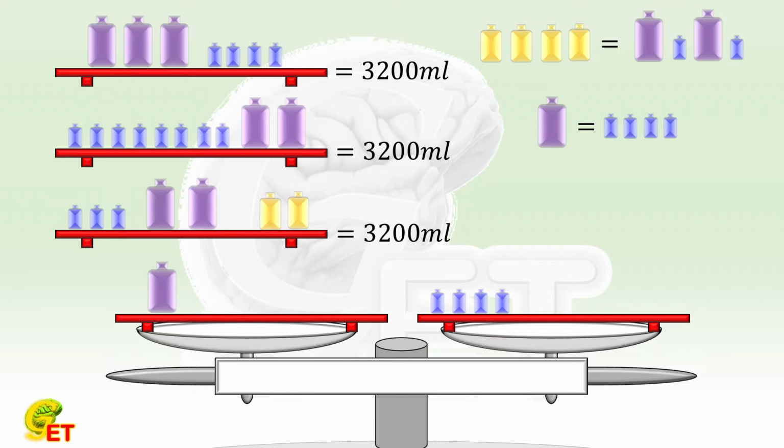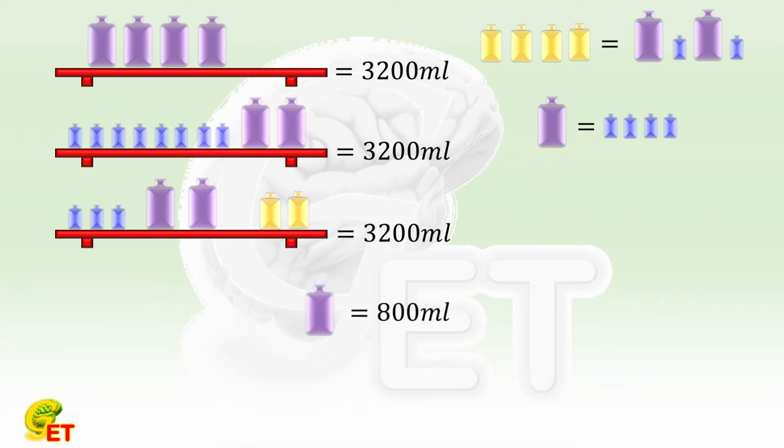Now, we replace the 4 small bottles on the first shelf with a large one. So we get 4 large bottles have 3,200 milliliters of water. Then 1 large bottle has 800 milliliters of water. It is equivalent to 4 small bottles, so 1 small bottle has 200 milliliters of water. A large bottle and a small bottle add up to 1,000 milliliters, which is equivalent to 2 medium-sized bottles. So a medium-sized bottle has 500 milliliters of water.